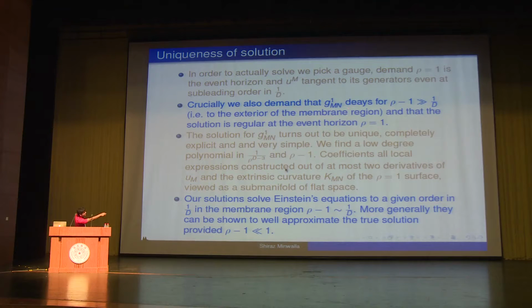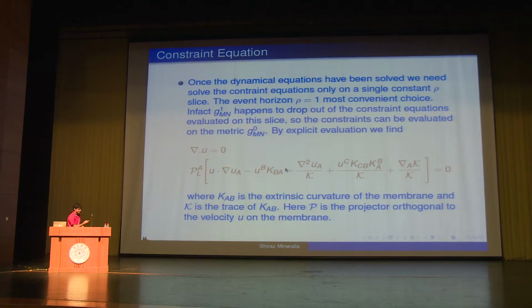The key condition is that you impose the condition that the correction metric, like your seed solution, decays as rho minus 1 is much, much larger than D, 1 over D, and also that it preserves the regularity of the event horizon. When you do all these, you get a unique solution for G1 from the dynamical equations. Okay, what remains now are the constraint equations.